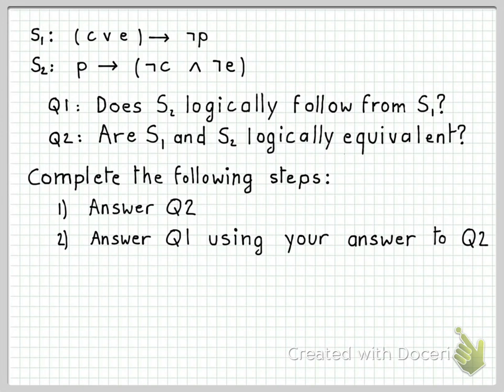Okay, now let's check your work. So for step 1, you build a truth table for S1 and S2. How many rows did your truth table have? Well, I'm sure you all built a truth table with 8 rows, right? Since S1 and S2 each contains 3 atomic propositions, C, E, and P. So, having done the truth table, what was the output of your algorithm? The answer to question 2 was, that's right, yes, S1 and S2 are indeed logically equivalent.